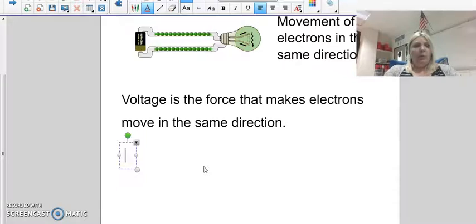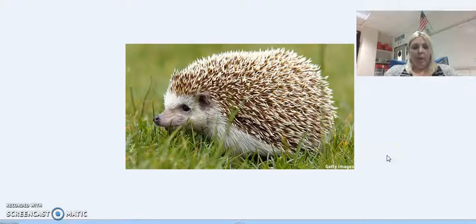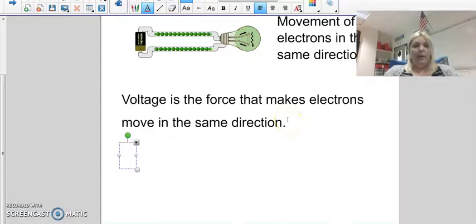So I like to compare voltage to a hedgehog from a famous Russian joke. This is a hedgehog, and the joke goes like this. A hedgehog is a proud bird. Yes, you're looking at a bird. He's not going to fly unless you kick him. So it goes exactly the same way with electrons. Electrons need something to make them move in the same direction. Okay? And that something is voltage.